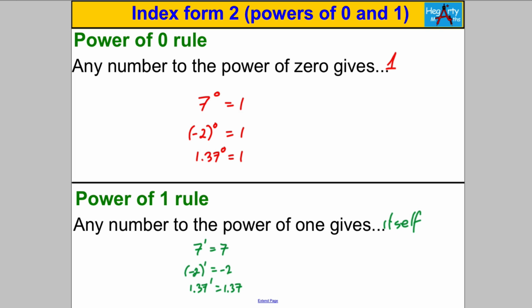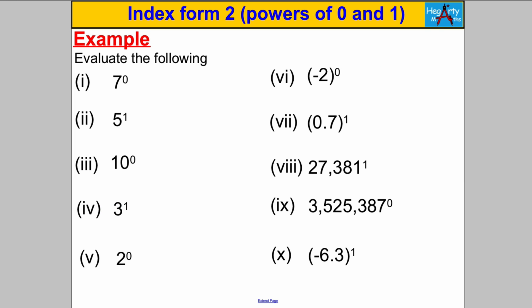So let's do some questions, right? Evaluate the following. That means work the answer out. 7 to the 0, anything to the 0 is 1. 5 to the power of 1 is just itself, 5. 10 to the 0 is 1. 3 to the 1 is 3. 2 to the 0 is 1. Negative 2 to the 0, anything to the 0 is 1. That's right.